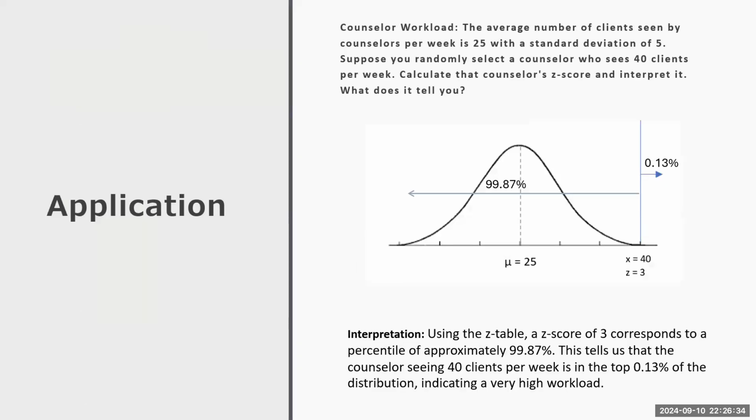So I'm going to plot this. Now remember, we're looking for this 40 here, right? So we're looking at the 40 and we want to calculate it. So this is saying anybody who sees less than 40 clients, that's 99.87% of the counselors. Only 0.13% of counselors see 40 or more. So I'm going to interpret this using the z-table. A z-score of 3 corresponds to a percentile of approximately 99.87%. And this tells us that a counselor who sees 40 clients per week is in the top 0.13% of the distribution, indicating a very high workload.